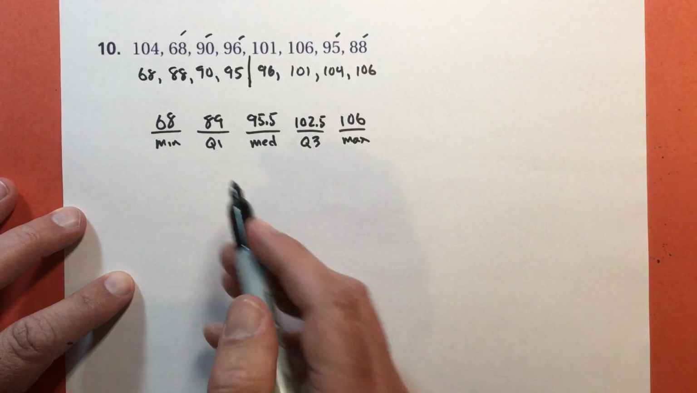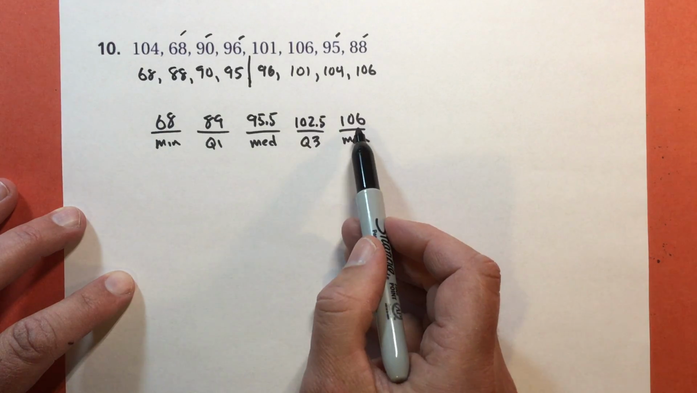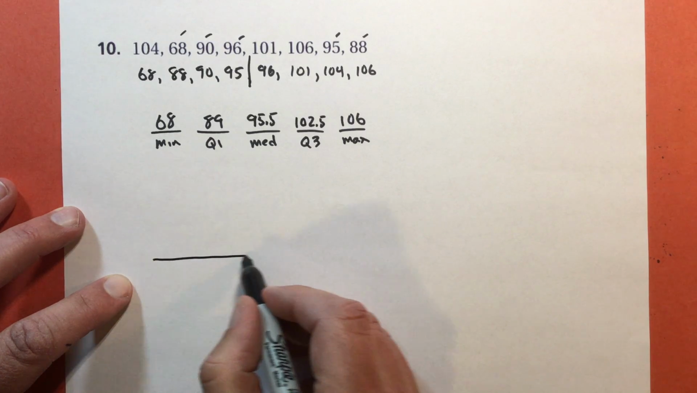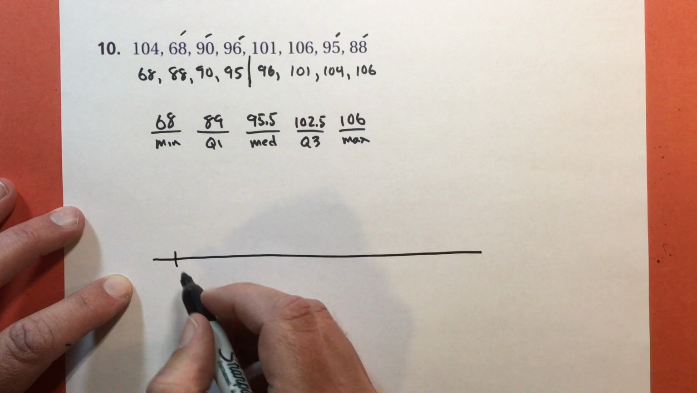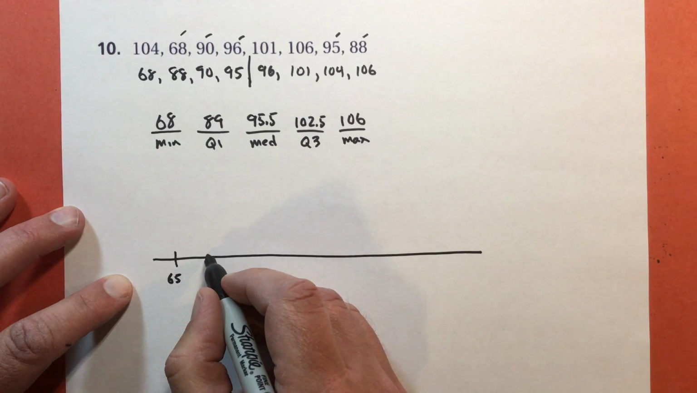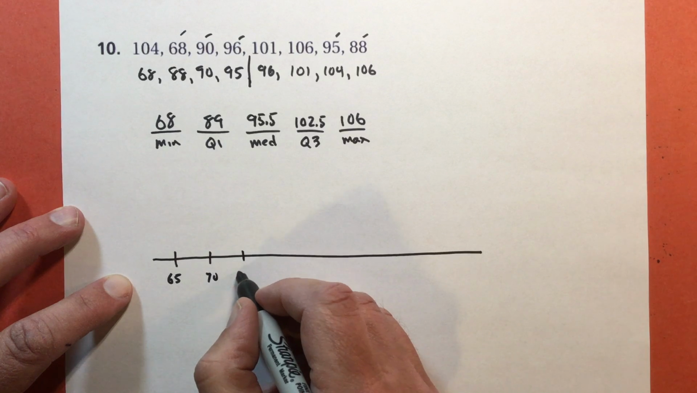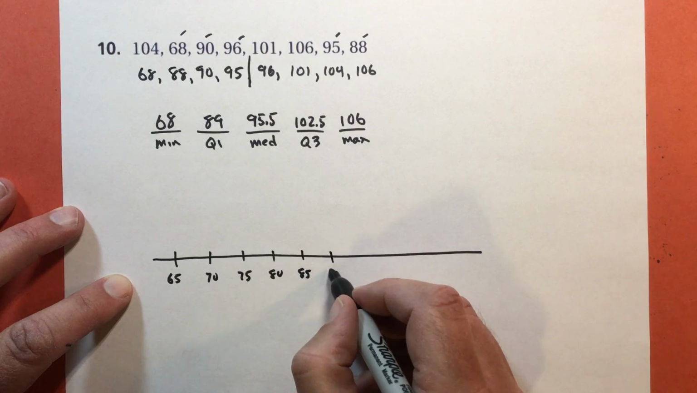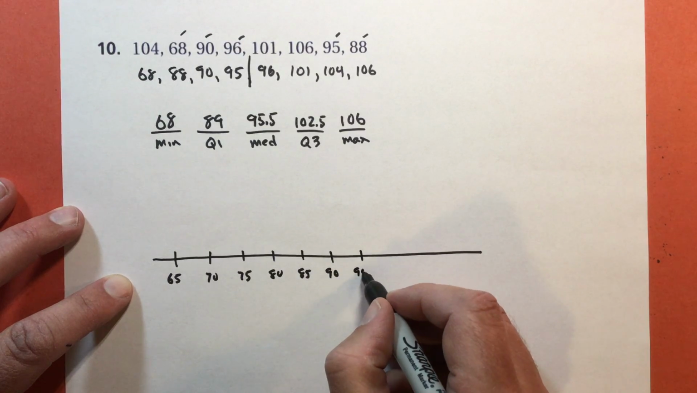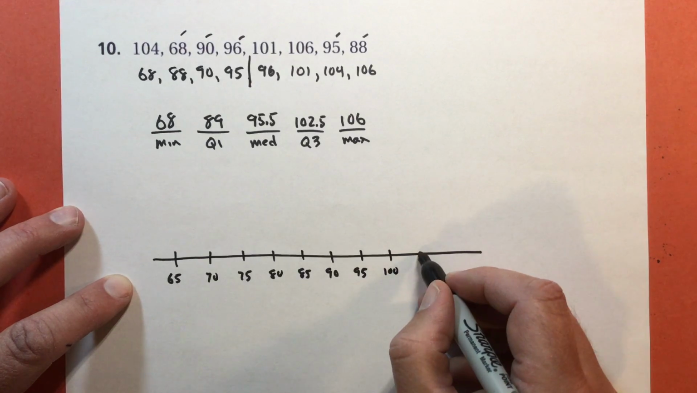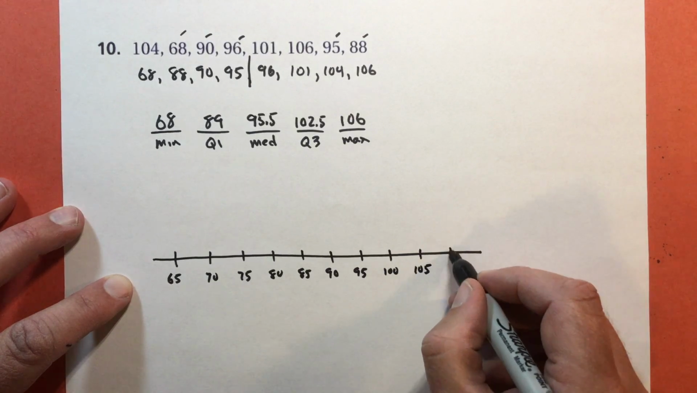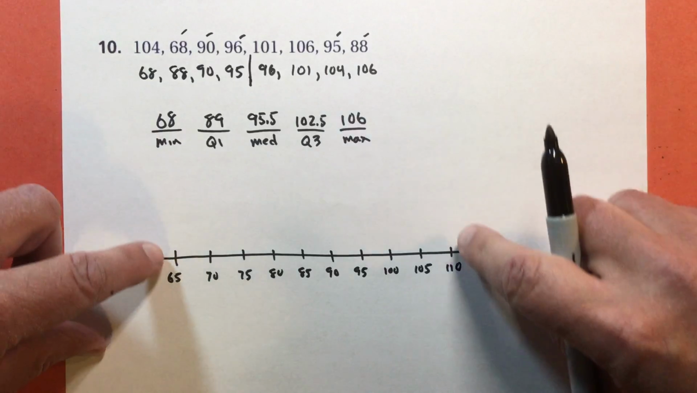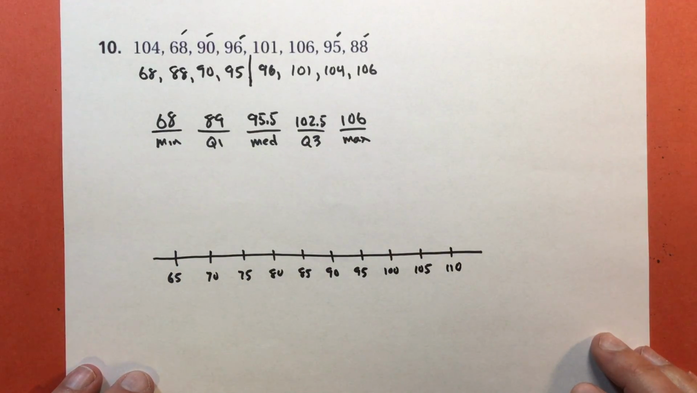Oops. So my range has to go all the way from 68 to 106. So I might need to go by, at least by 5s. Have to make it kind of big. So let's start with 65, and then we'll do 70, 75, 80, 85, 90, 95, 100, 105, and I'll go up to 110. So now 68 to 106 is going to be within my number line.